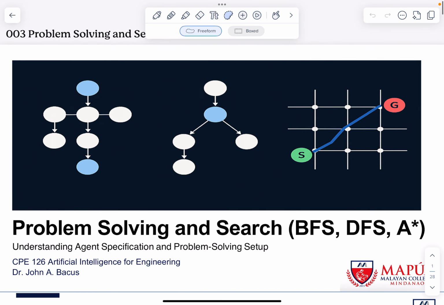Alright, so good day everyone. This time we are going to talk about problem solving and search. So we have uninformed search and informed search algorithms.